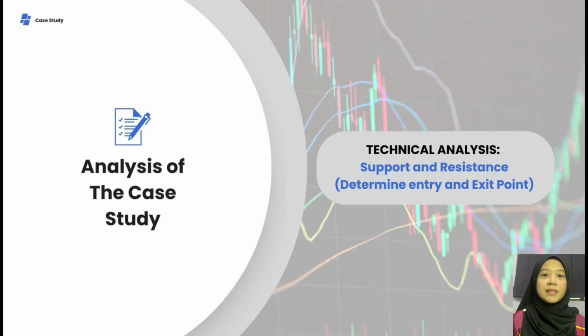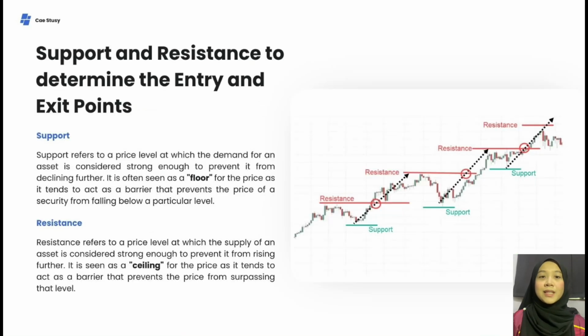Next is support and resistance to determine the entry and exit points. The two key concepts in technical analysis are support and resistance, which are used to pinpoint possible points at which an asset price could reverse its direction. These ideas are often used by traders and investors to help them decide whether to enter, exit, or hold their investment. Support refers to a price level at which the demand for an asset is considered strong enough to prevent it from declining further. It is often seen as a floor for the price, as it tends to act as a barrier that prevents the price of a security from falling below a particular level.